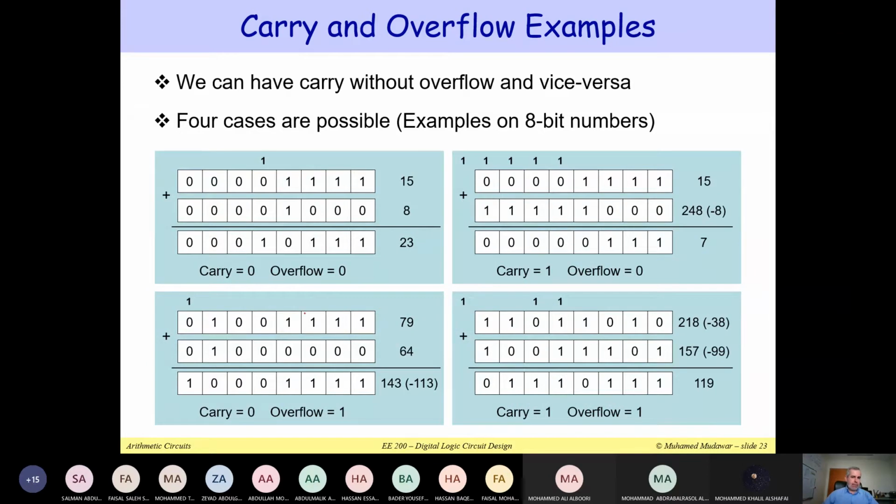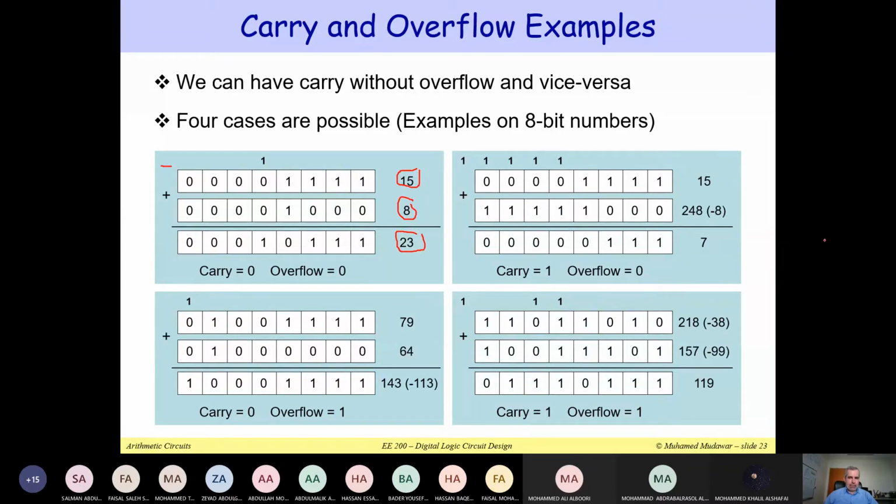So in the first example, I have the number 15 plus 8. Notice that the sum is equal to 23. Now there is no final carry. There is no carry here. And there is no overflow. So carry equal to 0, overflow equal to 0. So the sum is correct.